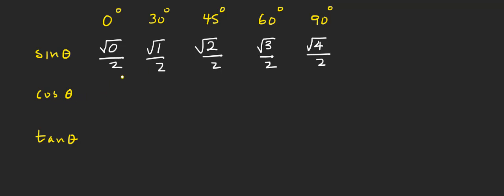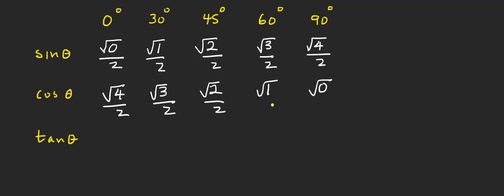For cosine theta, what you want to do is, instead of starting from 0, you want to start from 4 and go down. And then put radicals, and then divide by 2. So this means that cosine of 0 is 1. Cosine of 30 is radical 3 over 2, and so forth.